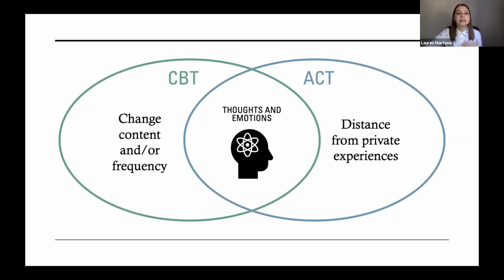For example, someone with GAD might have a thought, "Everyone's looking at me," and CBT would want to target that thought directly, maybe by decreasing the frequency. In ACT, however, you want to change the relationship to that thought. So again, the thought "everyone's looking at me" is just a thought. It doesn't have to change your behavior in the current moment.